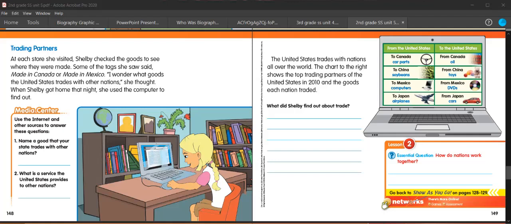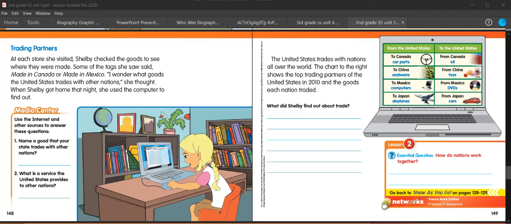All right, let's stop and think about what we read. Now, our quick check question asks, what goods did the United States and Mexico exchange in 2010? So you can see on our little diagram on the right of the laptop, you can see that Mexico and the United States exchanged computers.